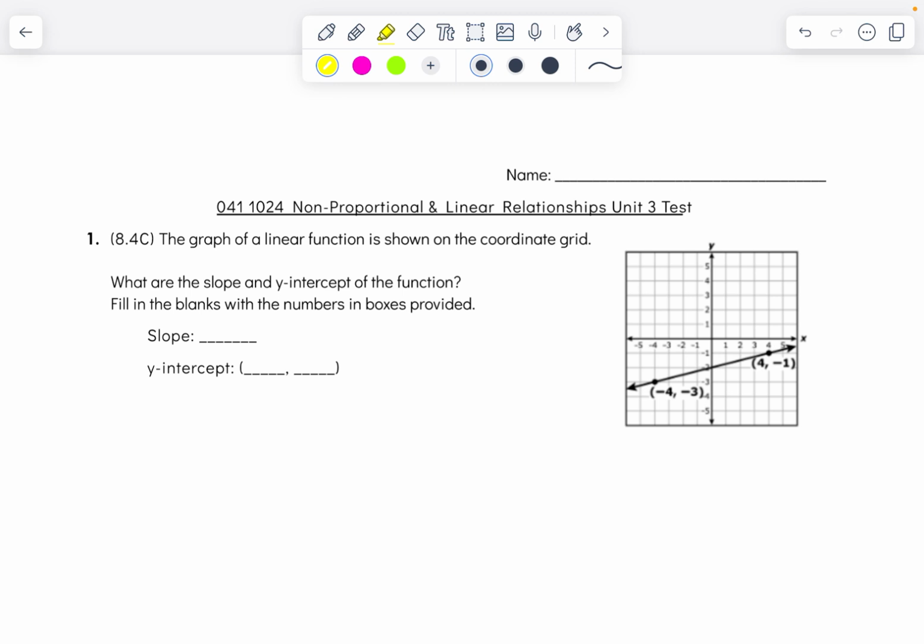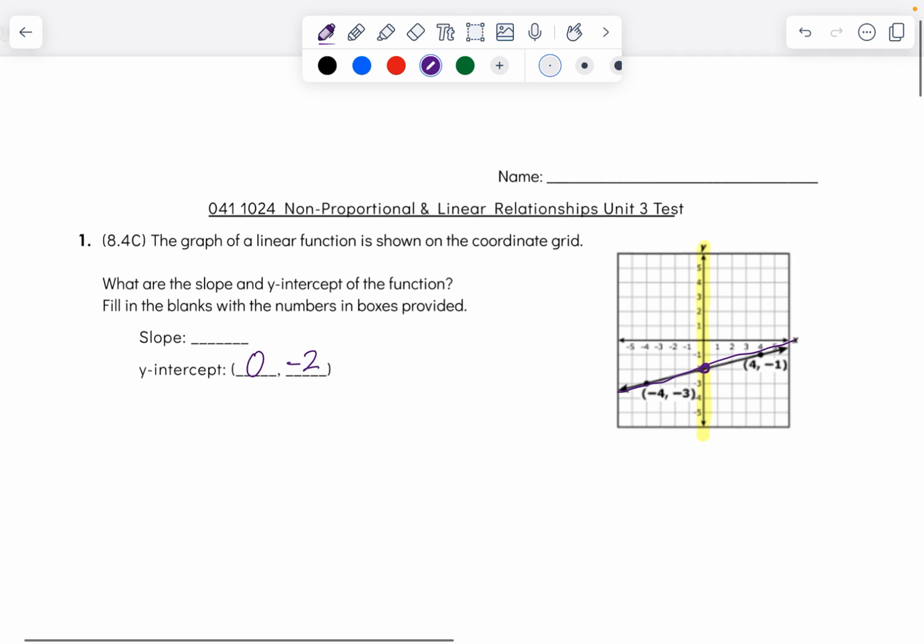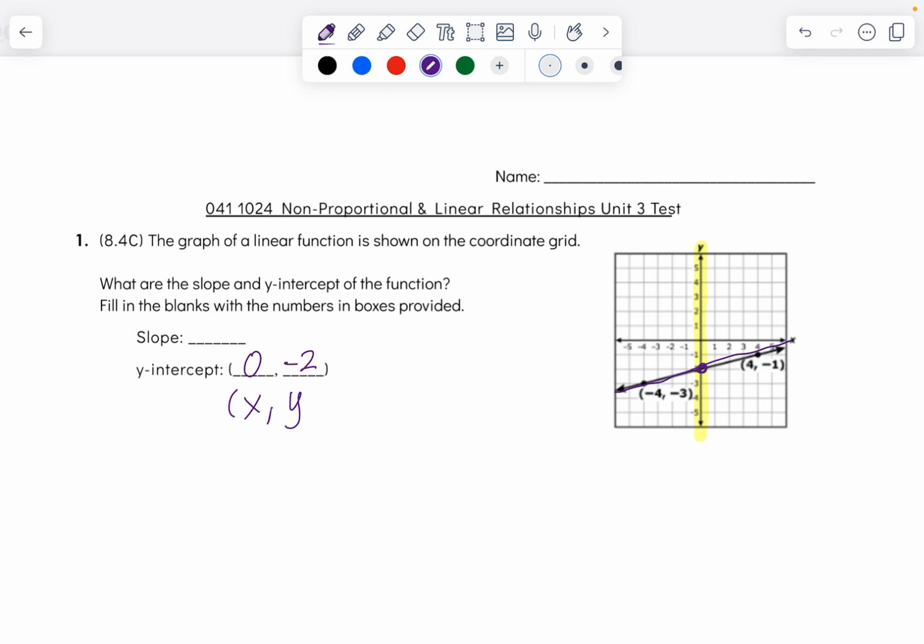The easiest thing I like to start with, we know we need that y-intercept. A y-intercept is where our line crosses that y-axis. So here's our line, and here's our y-axis. They cross at this -2. So that is 0 on my x line and -2 on my y line, because remember, coordinate points are x comma y.